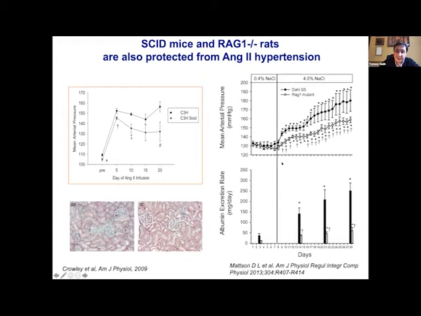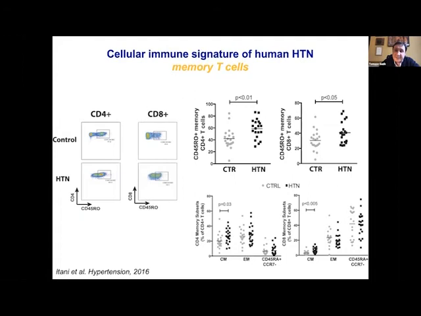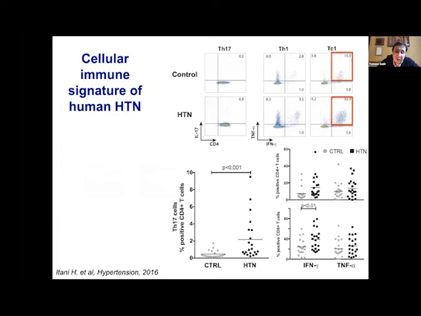So if this is the case in mice, what is the situation in humans? I have shown you the effects of cytokine levels in hypertension, but we also performed an immunophenotyping study in very well-matched control and hypertensive populations without any confounding immune or other confounding diseases, or without target organ damage either. And we can appreciate that memory T cells, in both CD4 but particularly in CD8 cells, are overrepresented in hypertensive patients.